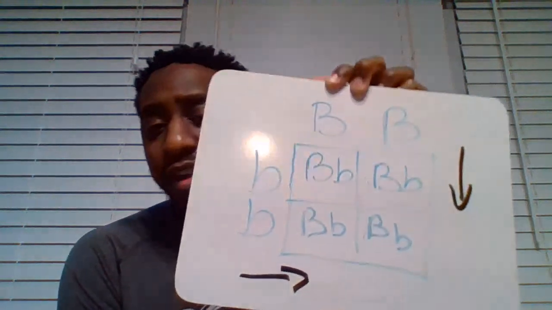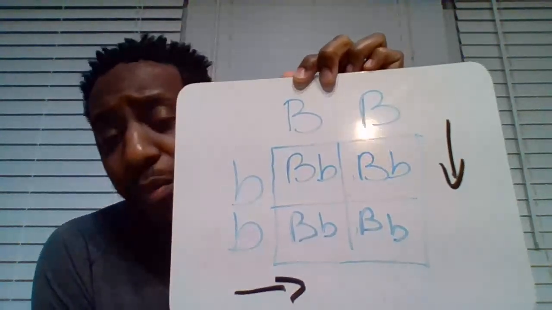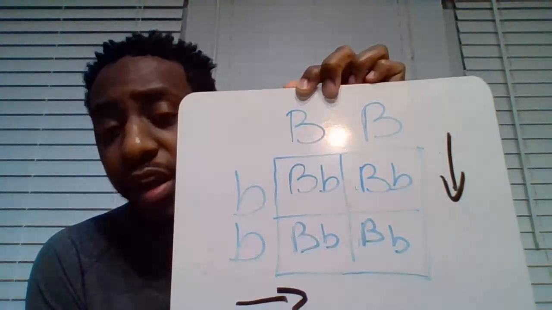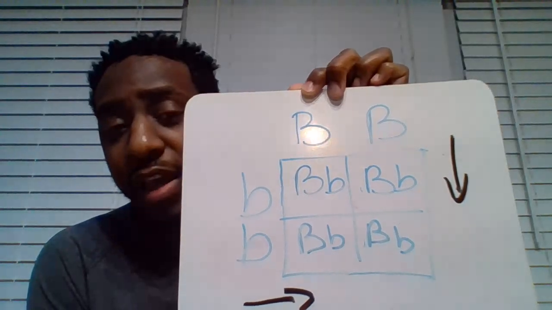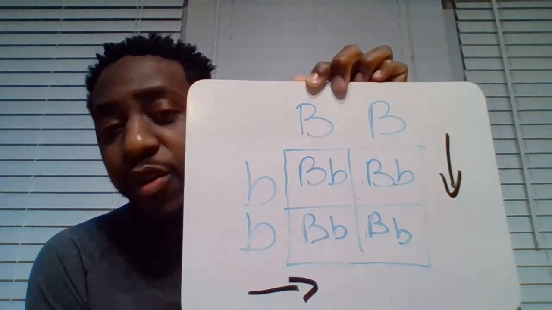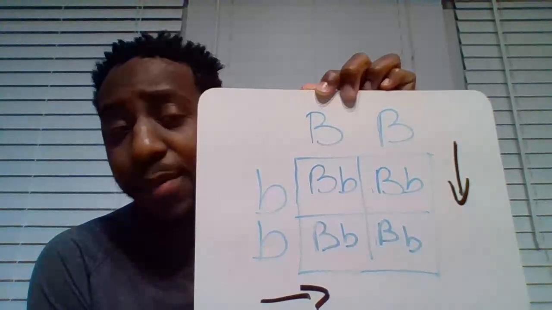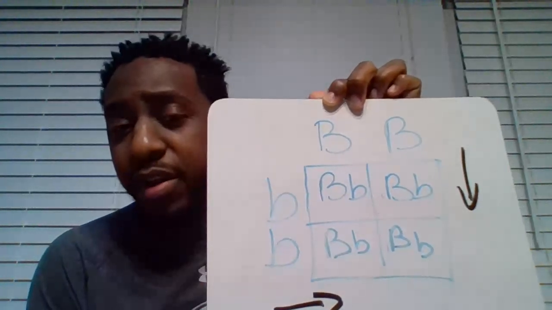Now, as I've taken a look here, my prediction was correct. All offspring ended up being black in phenotype, but now I know that they are heterozygous in genotype, heterozygous being a mix, one dominant and one recessive.